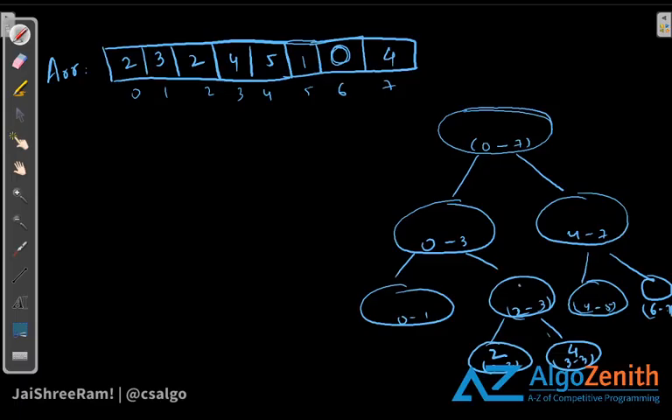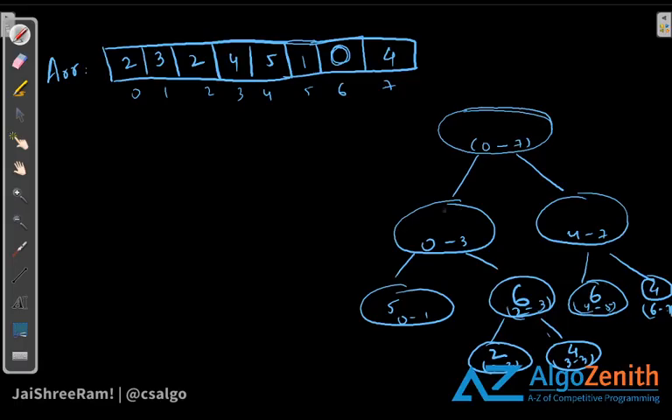So this will contain 6. You can fill up these values as well. So 0 to 1 will contain 5, because the two leaf nodes are 2 and 3, and that contains 5. So 4 to 5 will be 5 plus 1, so that would be 6 again, and 6 to 7 will have 4, right? This will be just 4.